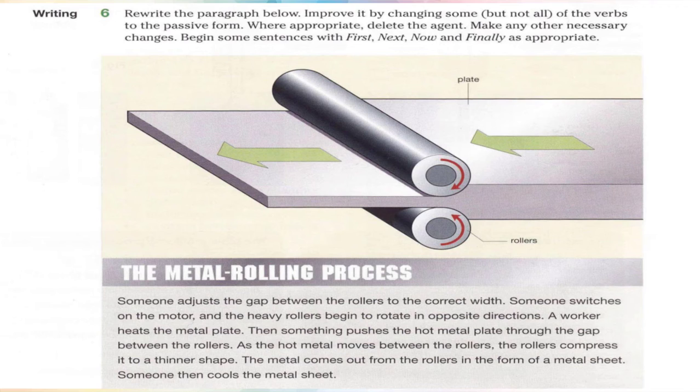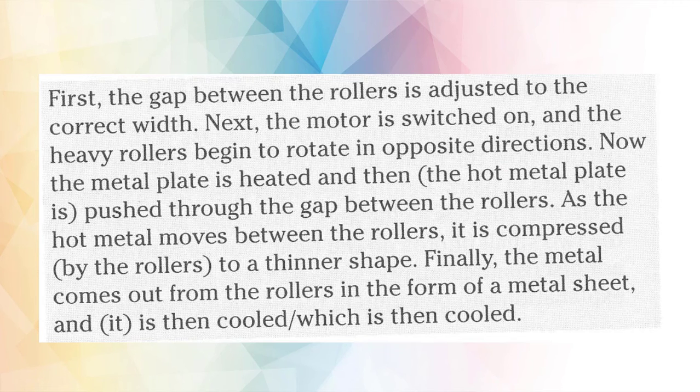Okay, now you have 5 minutes to change the rest of the sentences in the paragraph. When you finish, play the video again to check your answers. Welcome back, my dear students. Now, this is the model answer. Let's read the answer together. First, the gap between the rulers is adjusted to the correct width. Next, the motor is switched on and the heavy rulers begin to rotate in opposite directions.